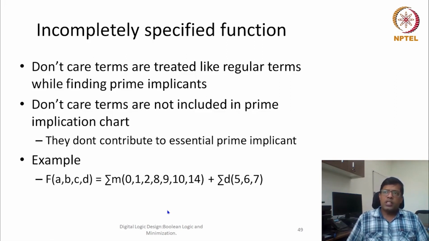In case of don't care conditions, you see that in the QM method there are two phases. In the first phase we try to find all the prime implicants. In the second phase we are covering all the min terms. So in case of an incompletely specified function, in the first phase there is no difference.